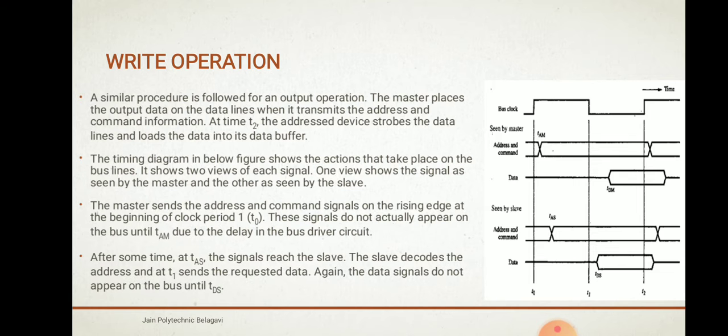Now at the same time, after some time, the signals will reach the slave. The slave decodes the address and at T1 sends the requested data. Again, the data signals do not appear on the bus until TDS.